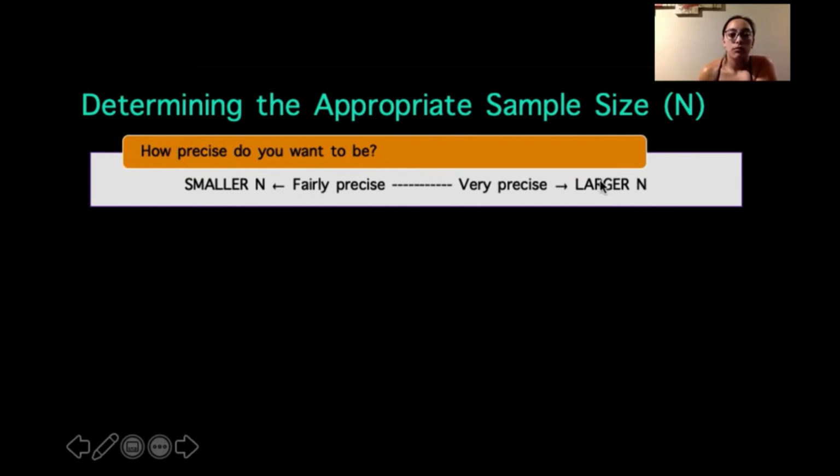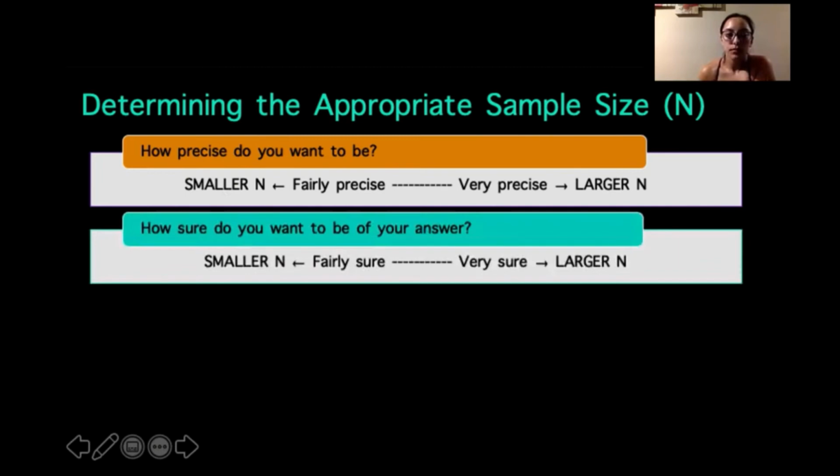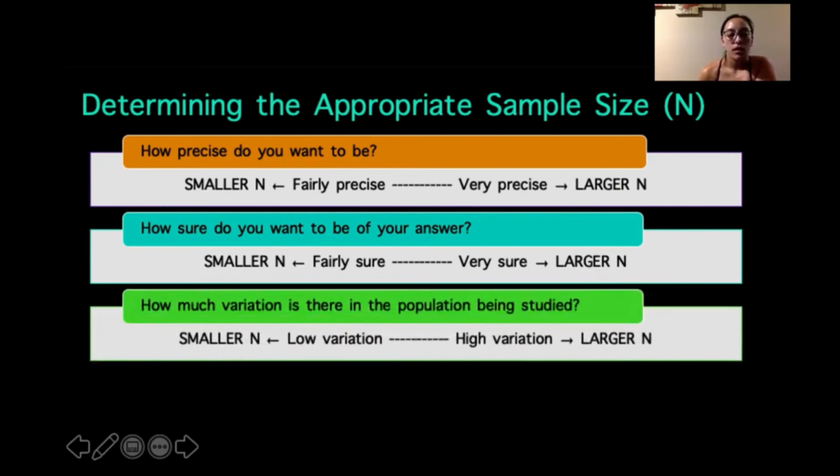If you want to be more precise, you usually want a larger sample size. Less precise, a smaller n is fine. How sure do you want to be of your answer? If you want to be, again, very precise or very sure, a larger sample size is usually more desirable. How much variation is there in the population being studied?